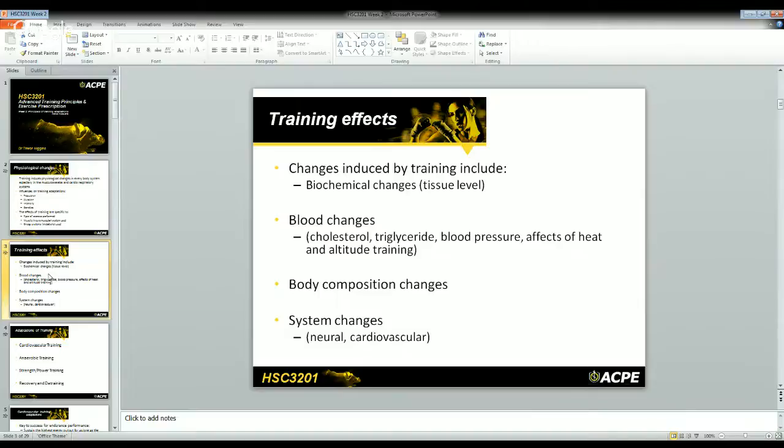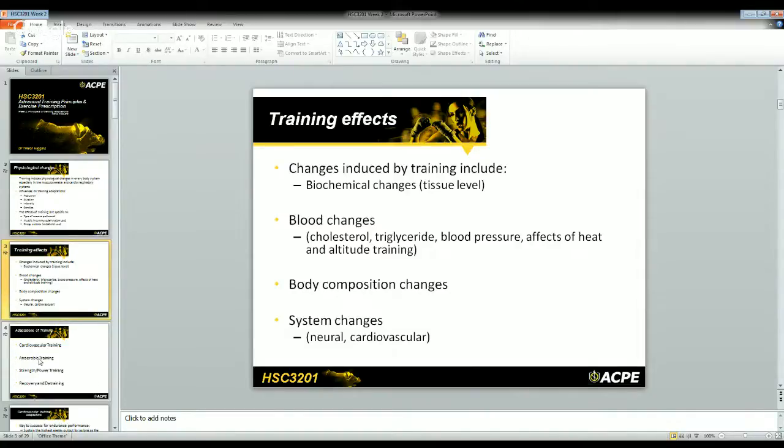Systems changes, again, we're looking at neural systems such as your brainwave, and think of it as the coordination patterns that we require to do it, that we're training the brain how to engage the muscle at the appropriate time. Cardiovascular, and that's talking about enhancing the heart. We seem to forget about it.